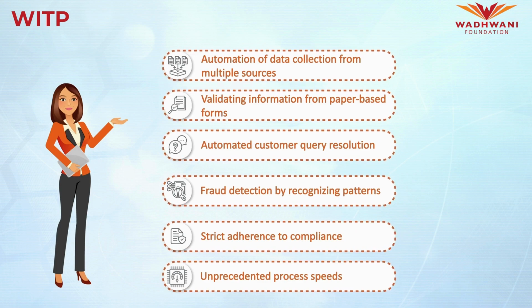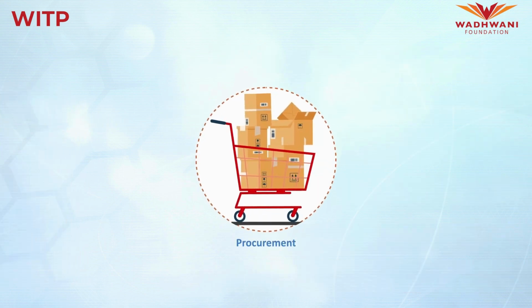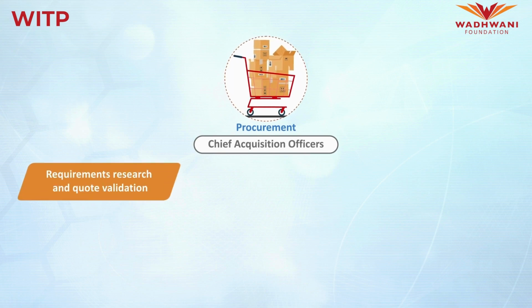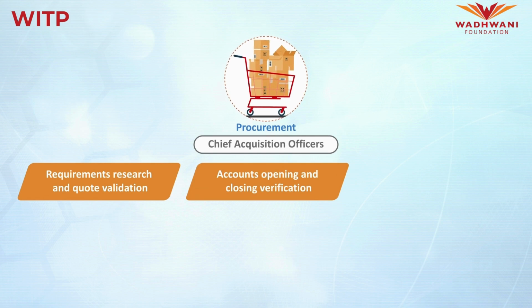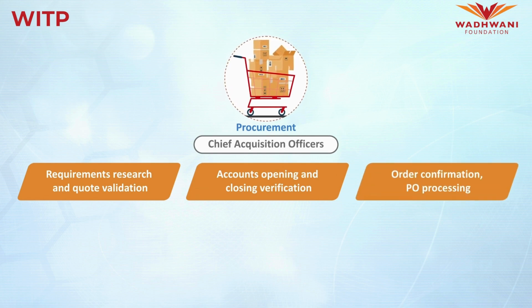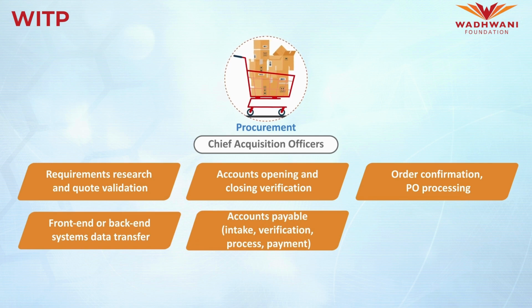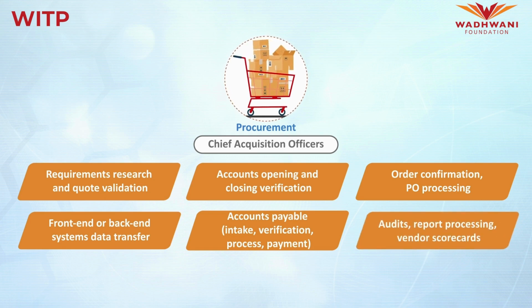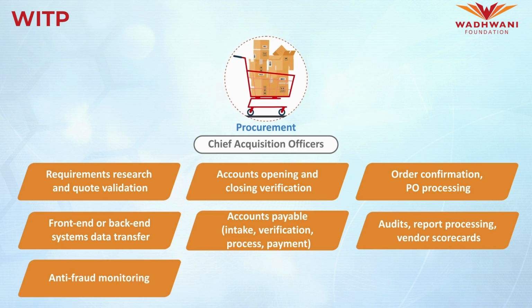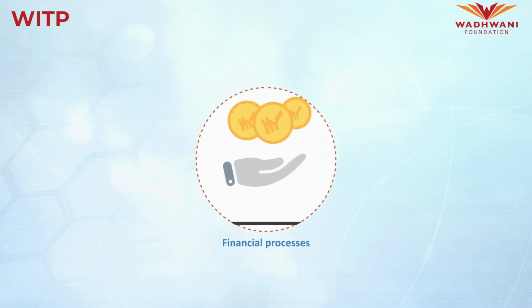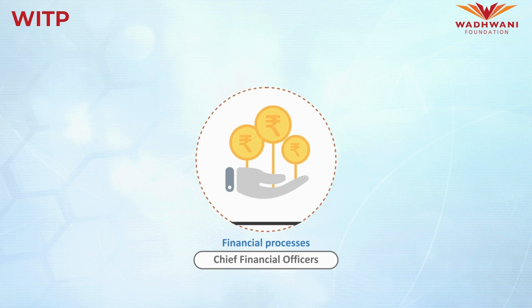Let us look at a few high-value use cases in the government. In procurement, the Chief Acquisition Officers use RPA in the following areas: requirements research and quote validation, accounts opening and closing verification, order confirmation, PO processing, front-end or back-end systems data transfer, accounts payable, that is intake, verification, process, payment, audits, report processing, vendor scorecards, anti-fraud monitoring, requisition order processing, reporting and tracking, and help desk.